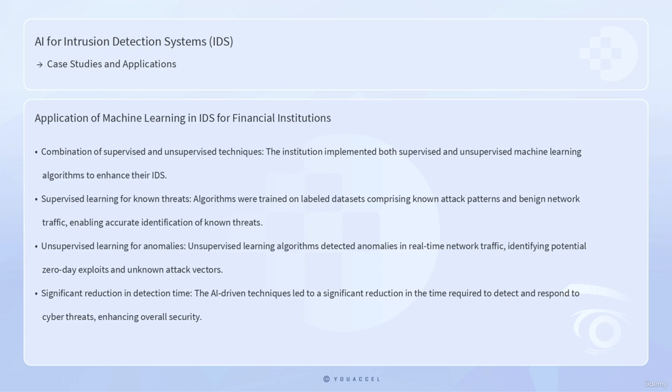On the other hand, unsupervised learning algorithms were utilized to detect anomalies in real-time network traffic, identifying potential zero-day exploits and previously unknown attack vectors. The implementation of these AI-driven techniques resulted in a significant reduction in the time required to detect and respond to cyber threats, enhancing the overall security posture of the institution.